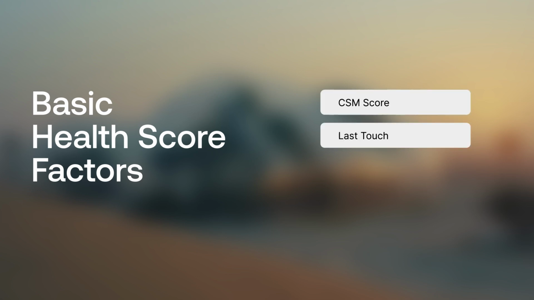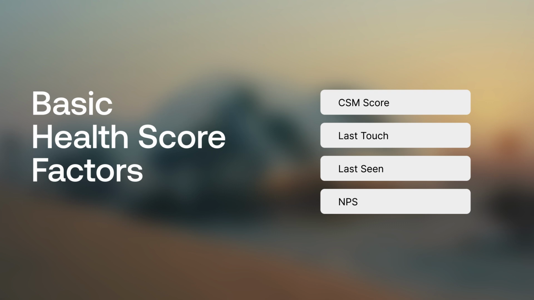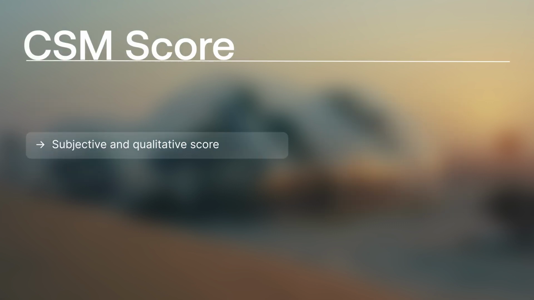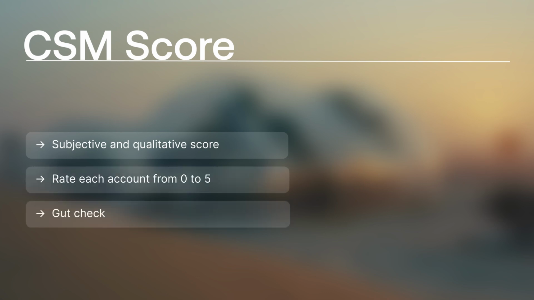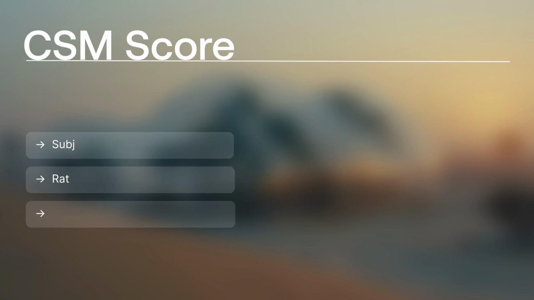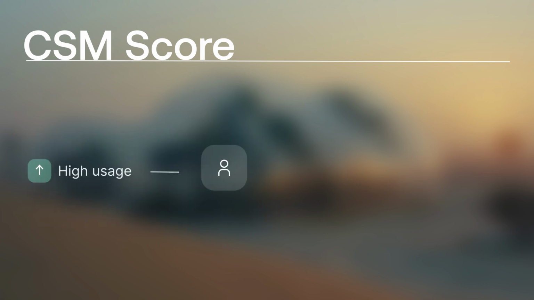Now let's add the following 4 factors to your health score: CSM score, last touch, last seen, and NPS. The CSM score is a subjective, qualitative score that allows you to rate each account from 0 to 5. It's a gut check on the relationship with the customer, helping you answer questions like, how is this account doing? Or are they meeting their objectives? For example, a customer with high usage might still have a low CSM score if they're unhappy with their product. So this score captures that sentiment.